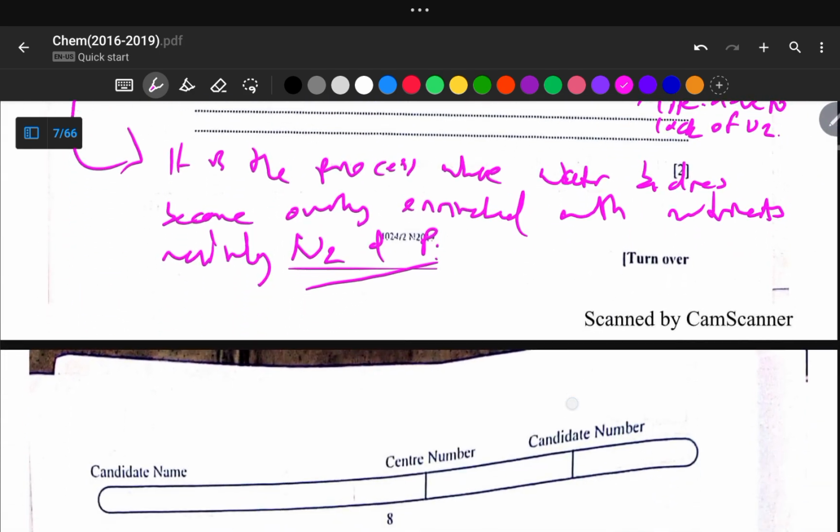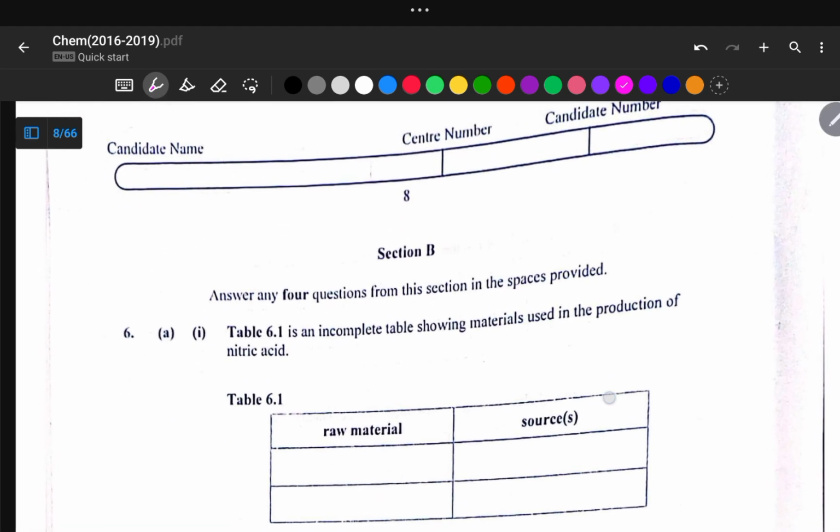And now we are moving on to section B of the paper.